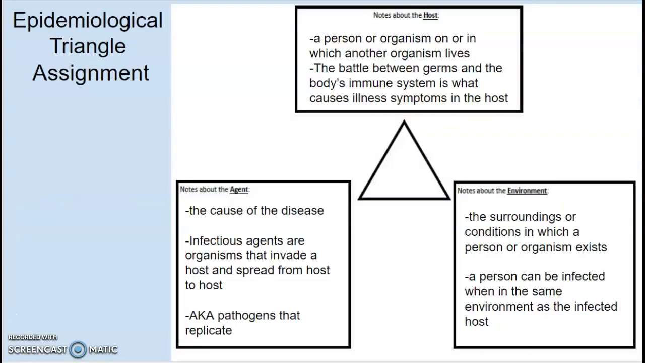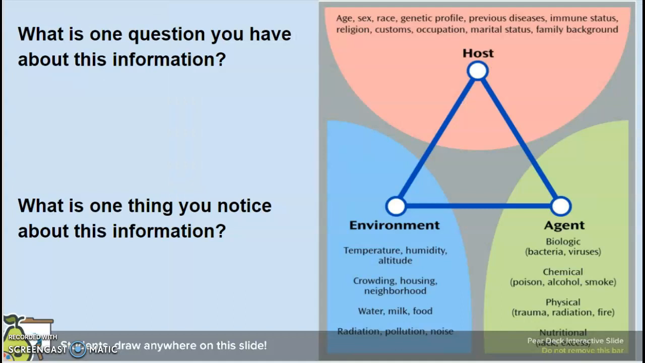All right, and then after 17, we have slide 18 here. So you just have a picture. It shows you host, environment, and agent. Based on what you've learned and based on this picture, what is one question you can draw on this slide? What's one question you have about the information? And then one thing you notice.